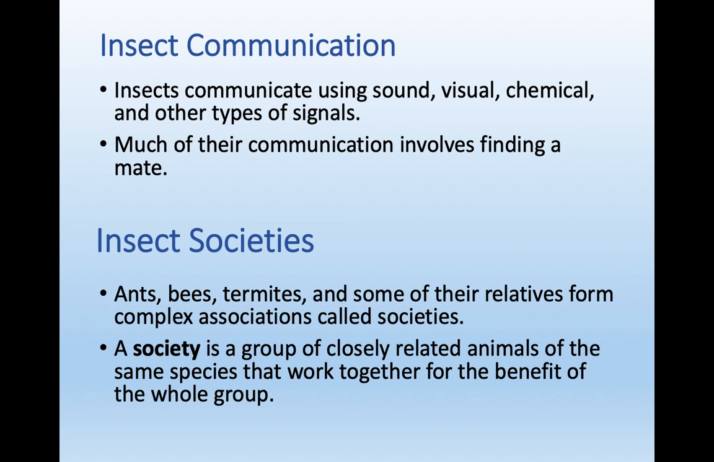And within that society, a lot of times you'll have things called castes. I realize I don't have it on this slide, but castes are just different groups of individuals within that society. So, for example, if you were to look at a hive of bees, which is a society, you would have some bees that are worker bees that have a certain role, some bees that are drones that have a certain role, and then you have the queen, she has her own role. And so these different groups within that society work together for the benefit of the entire hive.